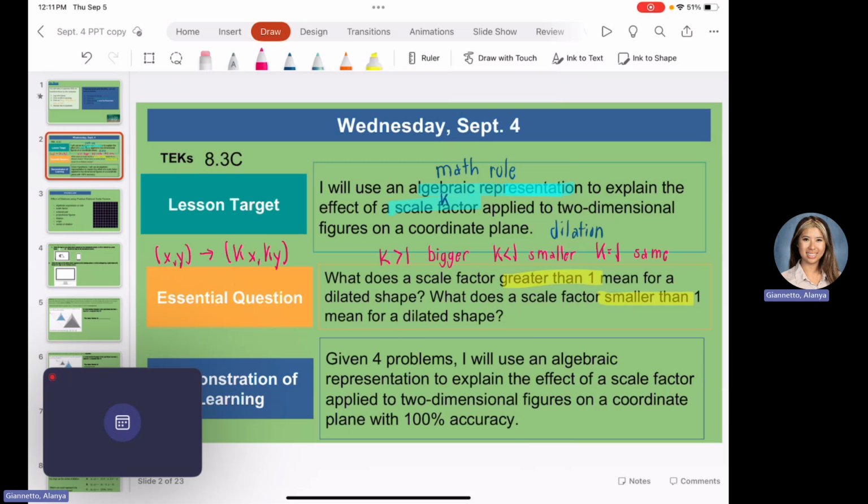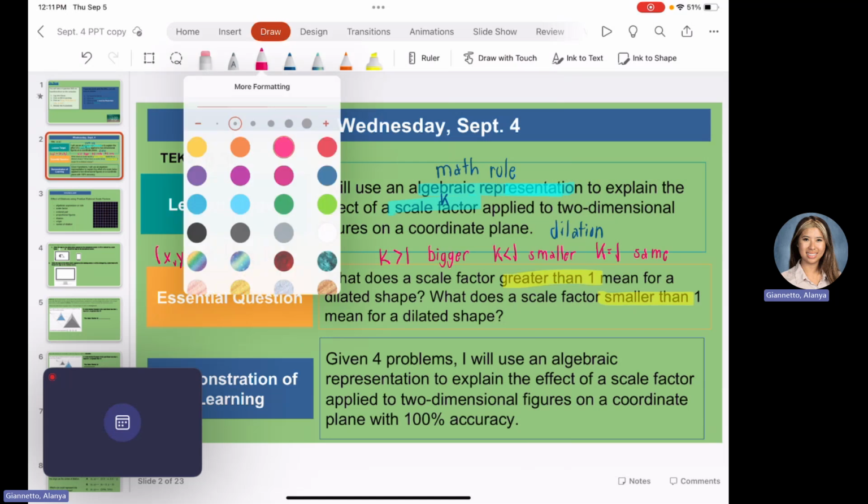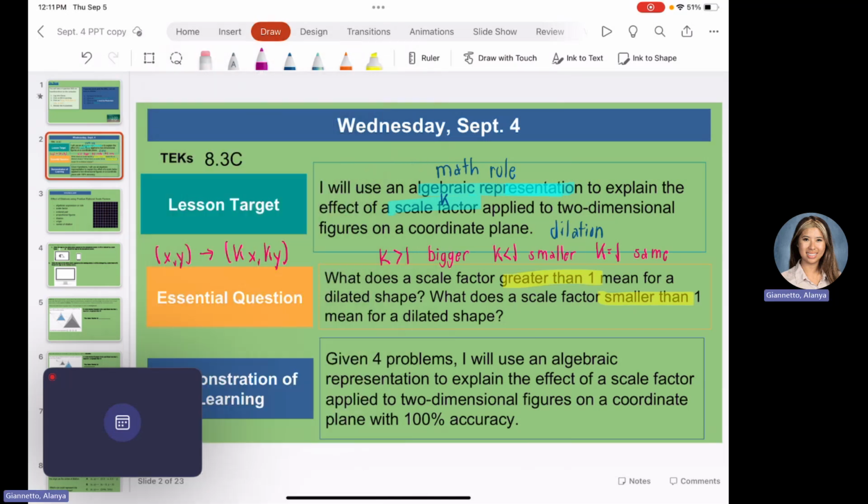And if the dilation is smaller than 1, let's say it's 1/2, which is the same thing as 0.5, you can either think about it as multiplying by 0.5, multiplying by half, or we know that fractions are the same thing as division, right? So if a scale factor is smaller than 1 and it's a fraction, then you can think of it as dividing as well.